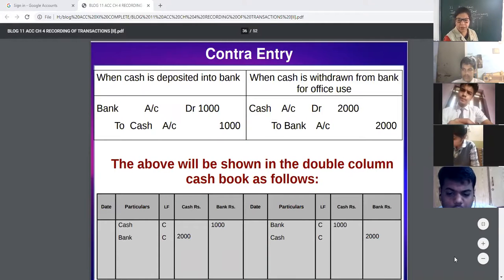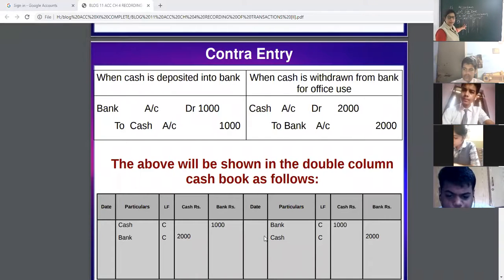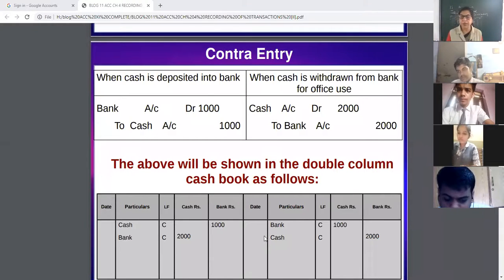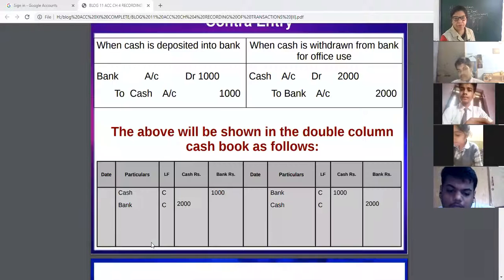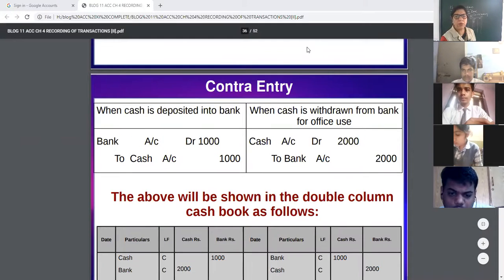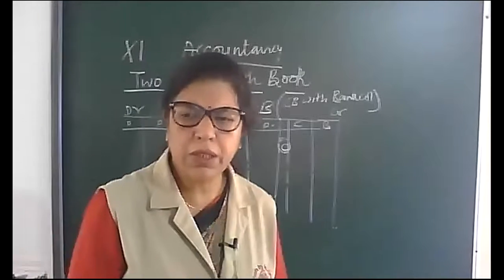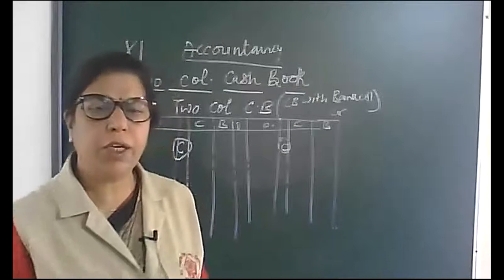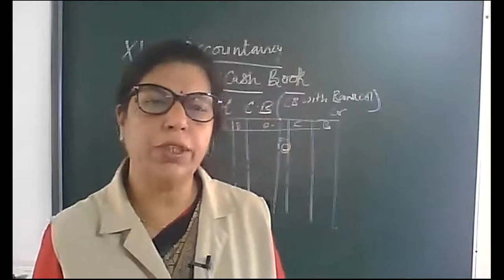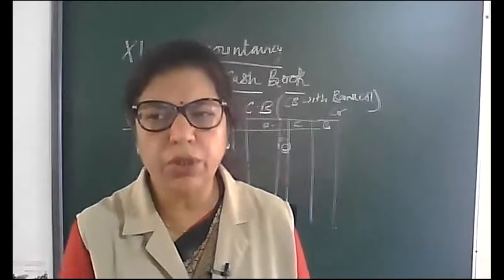Note it down. You can see the board also if you want to see. Two sides are there, one is debit, another is credit, and only two conditions are there when we pass entry through contra entry. Now, I am sure you must have understood the topic contra entry. In the LF column, you have to write C. Now, one more thing you have to enter.